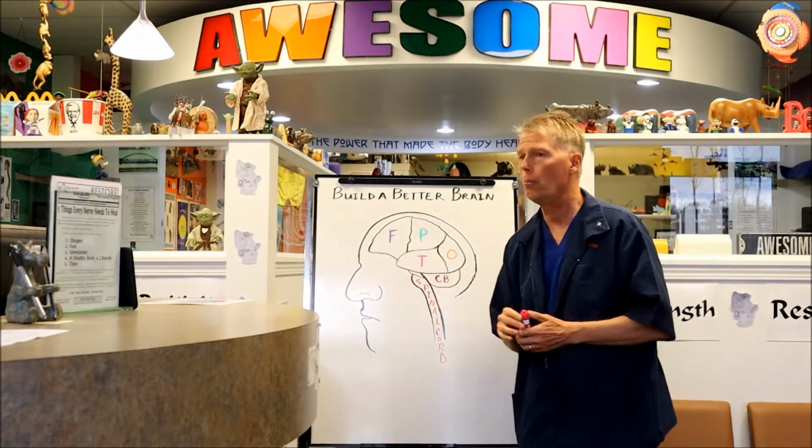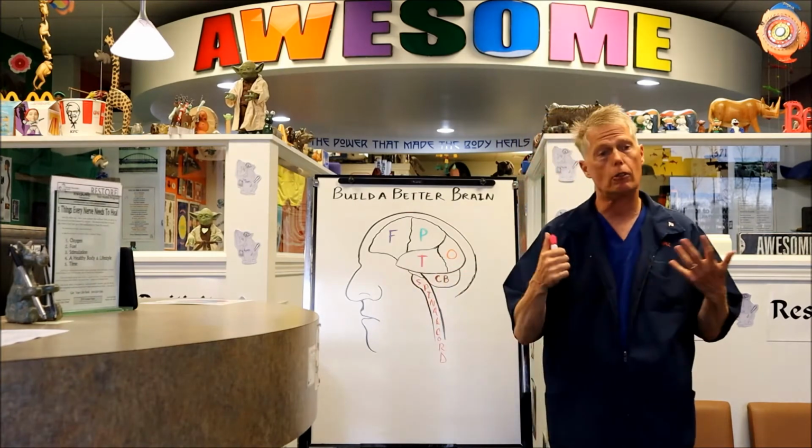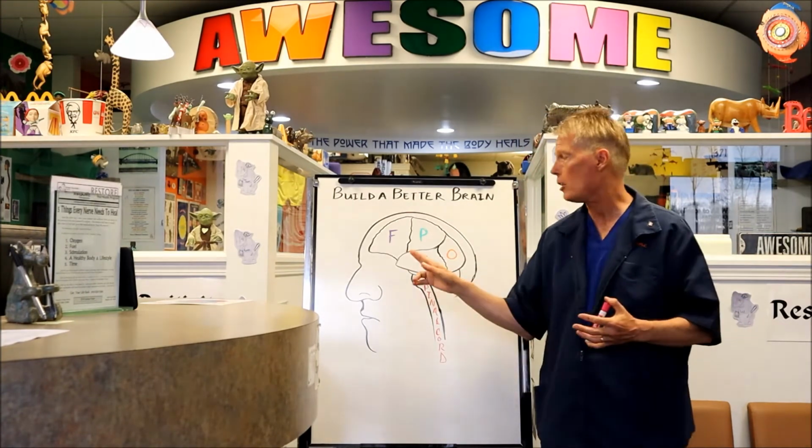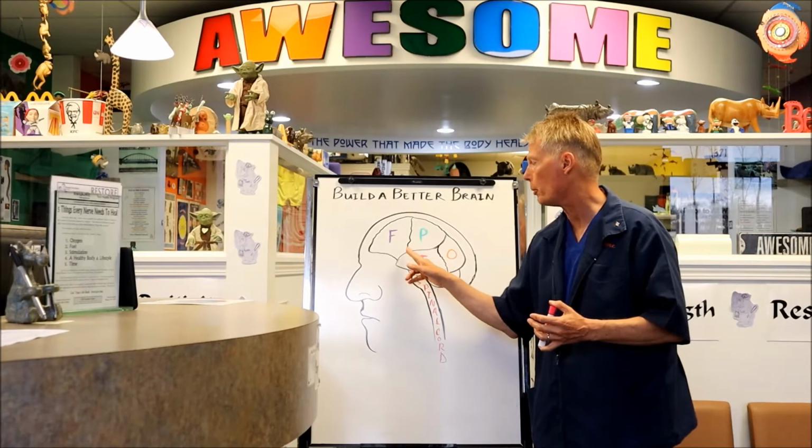Now your temporal lobe, if you have a problem with this, short-term memory. Speech problems are a combination between your temporal lobe and your frontal lobe.